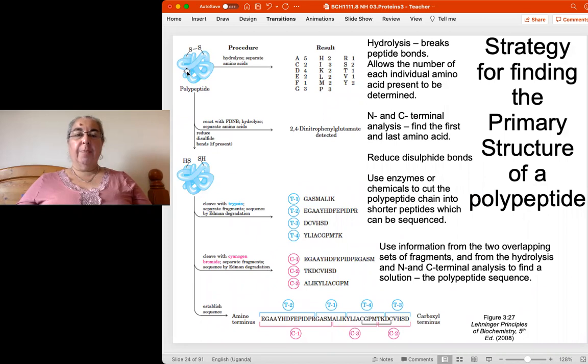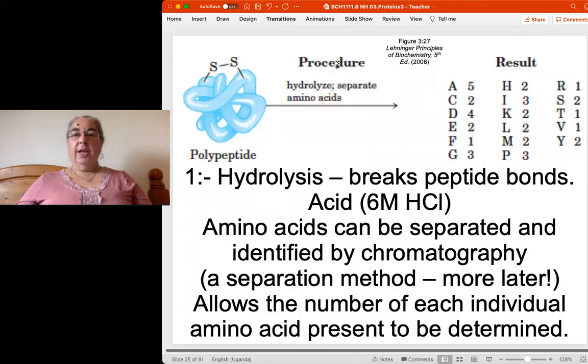So here we have a polypeptide. You can see that there's an internal sulfur bridge between two parts of the polypeptide, and we want to find out the primary structure of this polypeptide. Okay, so these are the different steps of the procedure that we can go through to find it out. So first of all, hydrolysis.